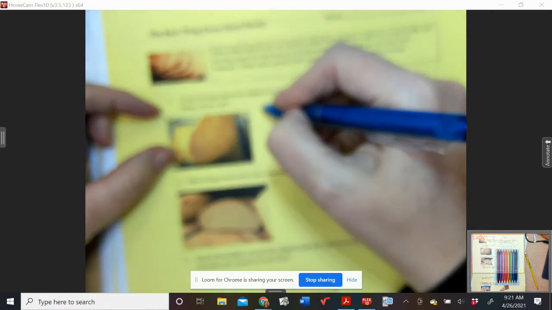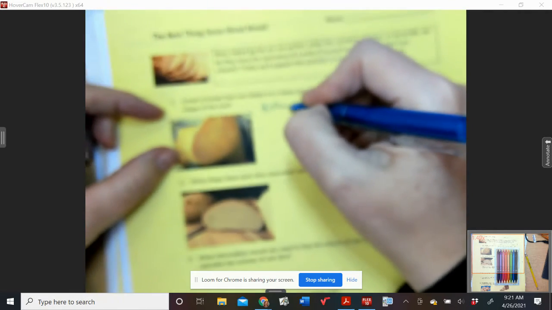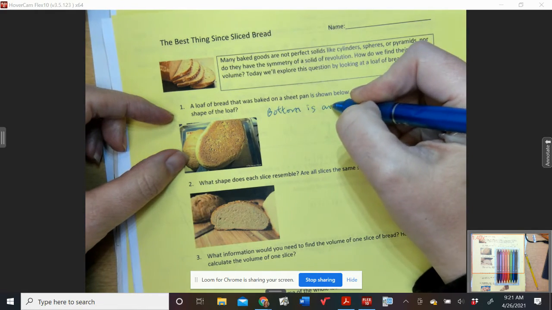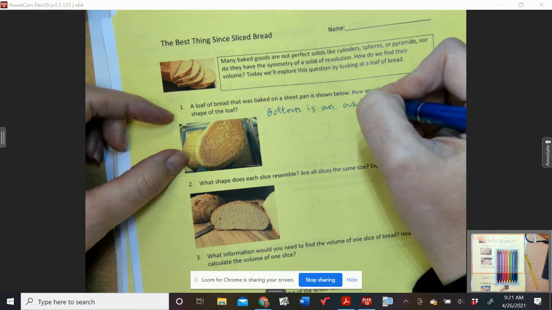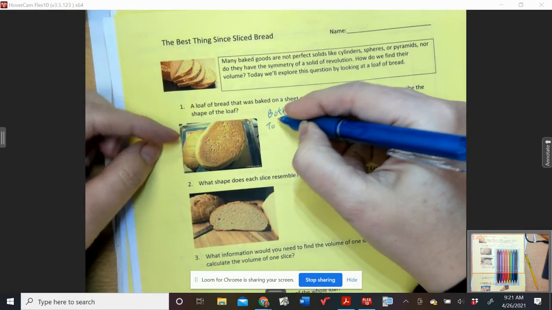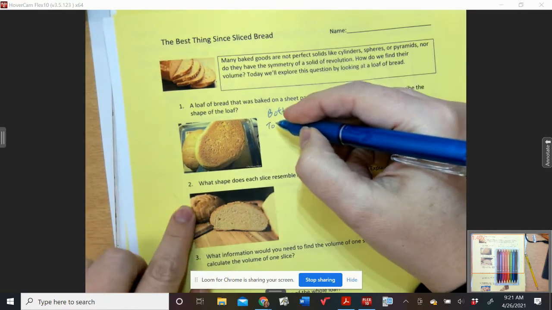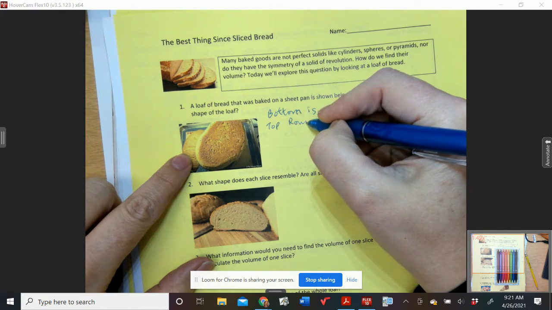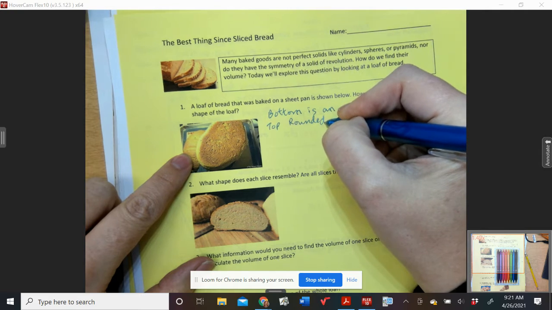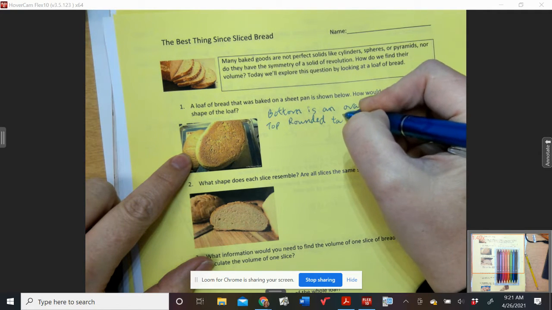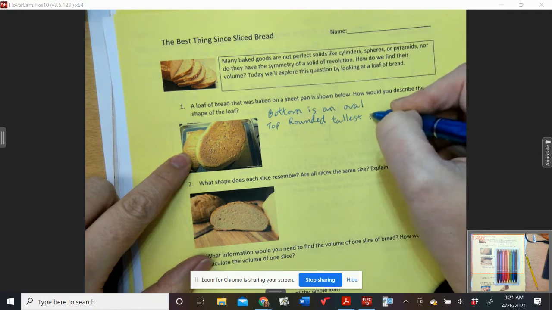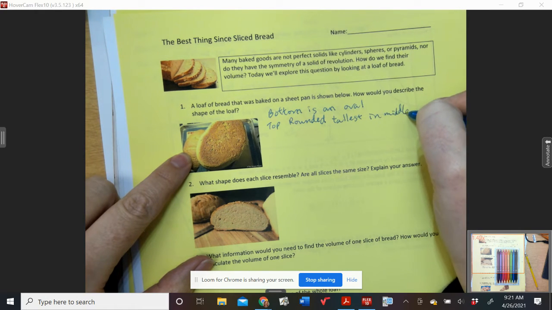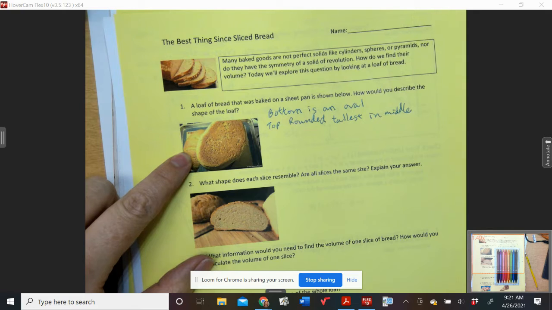The bottom is an oval. The top, which you can't really see in this, but we know that basically if you look at bread, the top is rounded, tallest in the middle, if it's good bread.